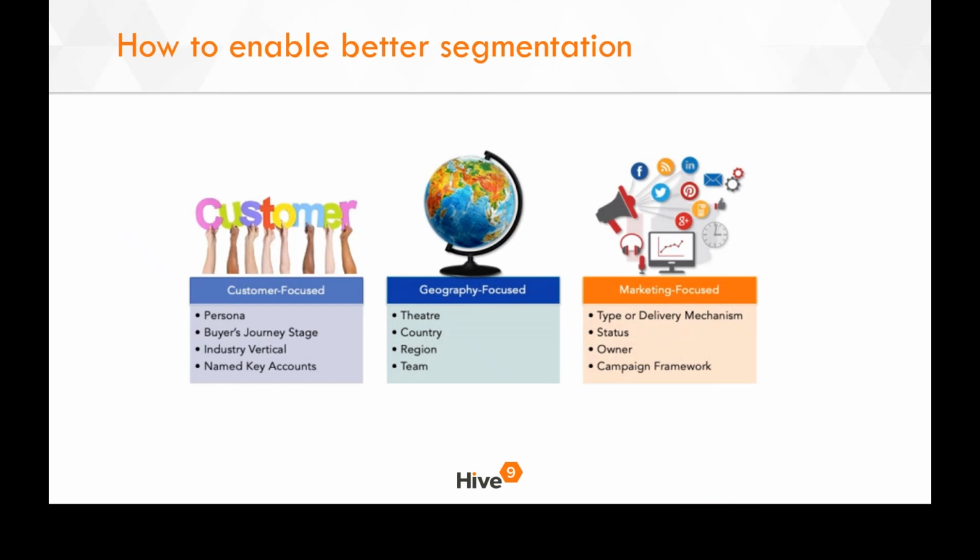You want to absolutely calculate your metrics and understand performance at each level of segmentation, but you don't have to go crazy around this. Some basic segmentation. Think about customer focused segmentation. Think about geography focused segmentation or marketing specific focused segmentation around the types of work that you're doing, the delivery mechanisms, the status, who's doing the work, spliced around your campaign framework. Those all become parts of the segmentation.